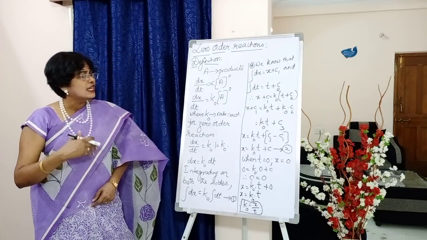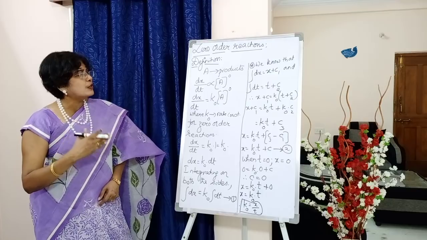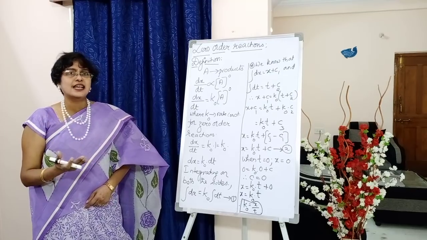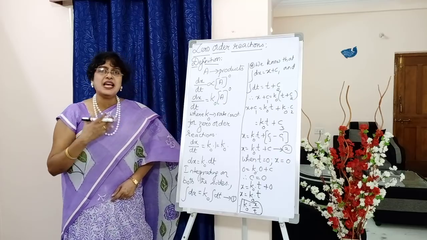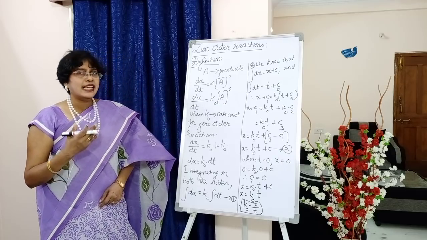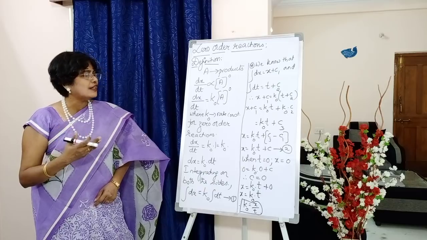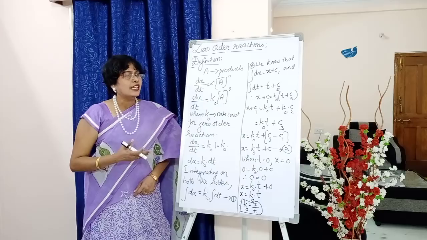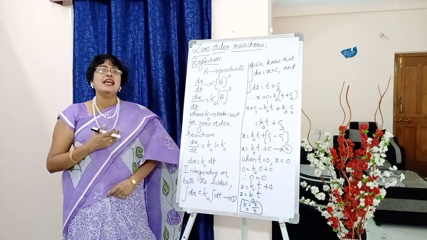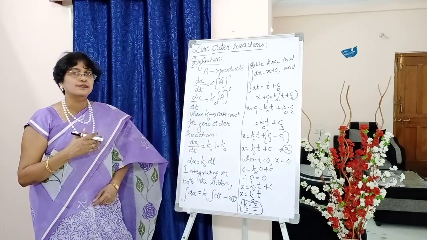So below write down. Next what did we do? We moved C1 to the right side. So x is equal to k naught into t plus C3 minus C1. Again C3 minus C1, both are constants. We take a new constant, x is equal to k naught into t plus c. Mark it as equation number 2.